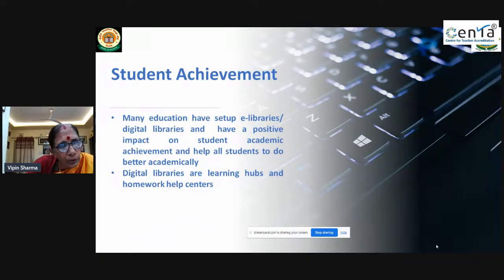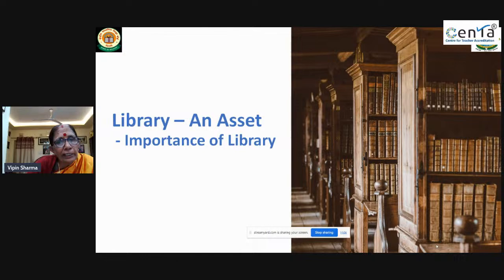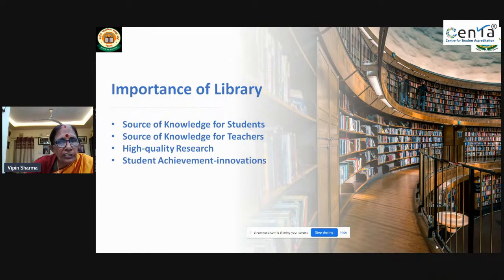Library learning hubs, homework help. See, this pandemic, what happened? Many schools already have tuned to digital library. Do you think libraries were closed for 1 year? Whatever possible, all the schools did that. So students use technology and the latest information resources. Library as an asset, importance of library. This is all a source of knowledge for students, for teachers, high quality research, student achievement, innovations, mindset development, college and career readiness.